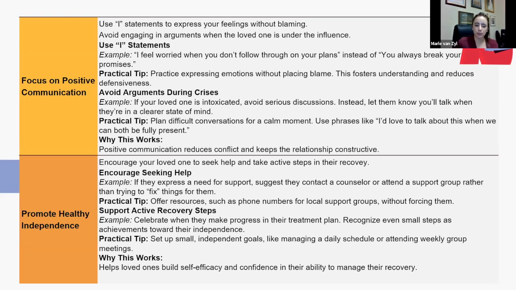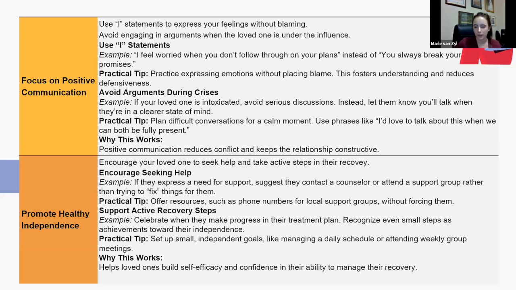Another tip would be to support active recovery steps. An example is, celebrate when they make progress in their treatment plan. Recognize even small steps as achievements towards their independence. A practical tip would be to set up small independent goals, like managing a daily schedule or attending a weekly group meeting. Why this works, it helps loved ones build self-efficacy and confidence in their ability to manage their recovery.